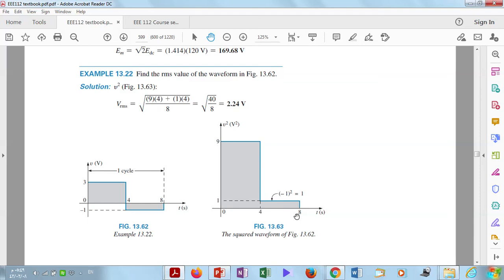Okay, and then calculate the area under the curve here. 9 by 4 plus 1 by 4. This is 4 seconds and this is 4 seconds, I mean. And you need to divide by the total period from 0 to 8. Okay, after that you take the root: 40 over 8 is 5, root 5 is 2.24.